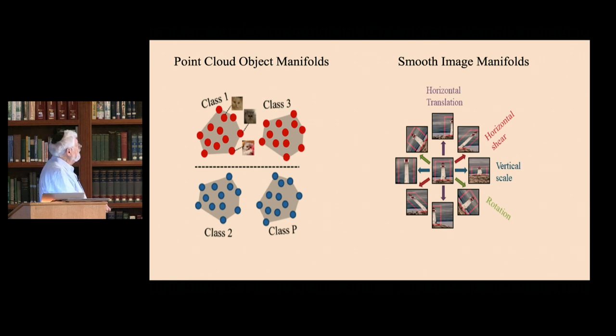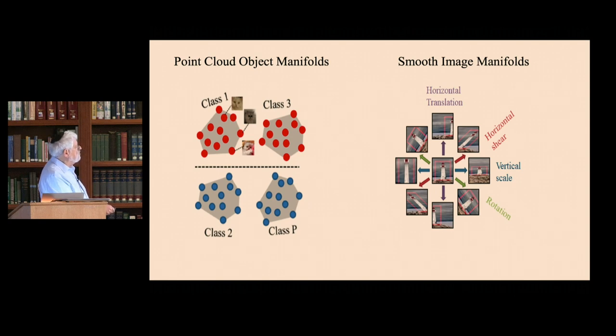And we looked at two types of manifolds. One, what we call point cloud manifolds. ImageNet, as you know, is about 1,000 images per class and 1,000 classes. So we take either all the images for each class or a subset of them. And so this would be a point cloud object manifold. Each class is a manifold, and in this case it would just be a finite set of points. We're not trying to learn the underlying smooth manifold, which is a challenging project. We just take the points themselves from the data set as representing the manifold. So this will be a set of discrete manifolds, one for each class.